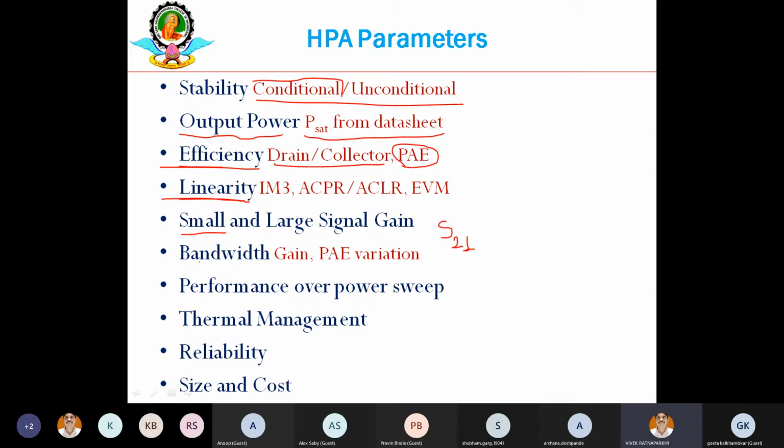Then we have bandwidth, which is very important. What is the gain bandwidth? Over frequency, how much is the gain changing, and over frequency, how much is the power added efficiency varying? So those are two different bandwidths we can always find out for any power amplifier: one is the gain bandwidth, another is the PAE bandwidth. Then the performance over power sweep. Not only are we changing the frequency, we are also changing the input power applied to the power amplifier, and how the power amplifier performance changes with respect to the input power sweep has also to be understood or analyzed.